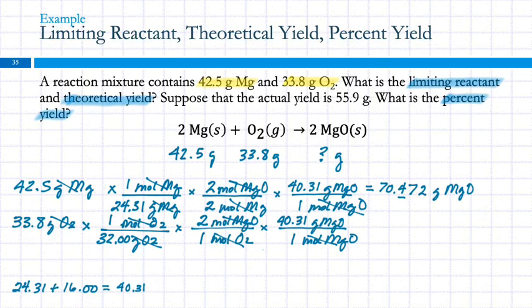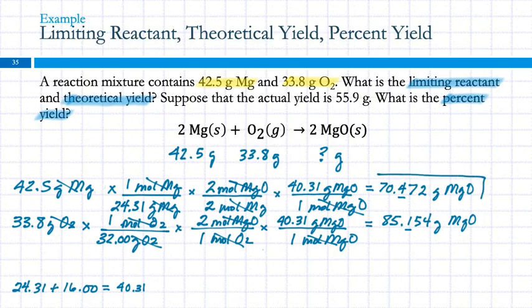33.8 divided by 32 times 2 times 40.31 equals 85.154 grams of MgO. Now the really hard part. Which number is smaller? The top one, right? 70 is smaller.